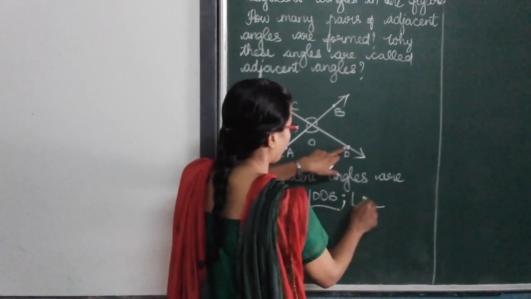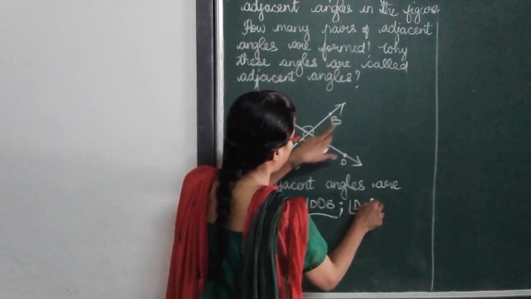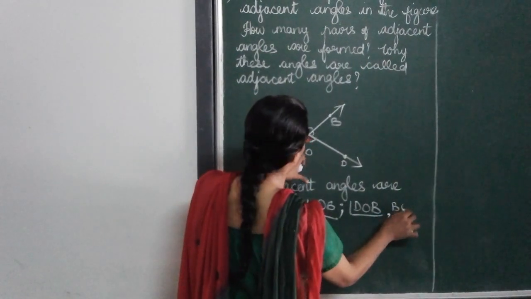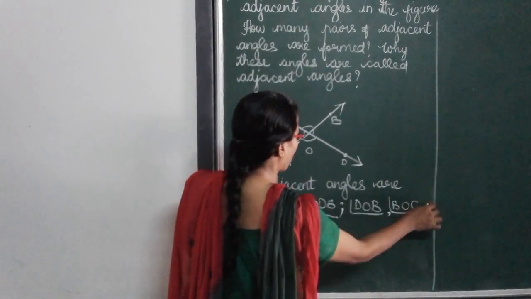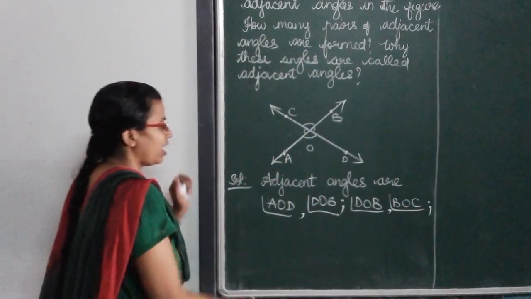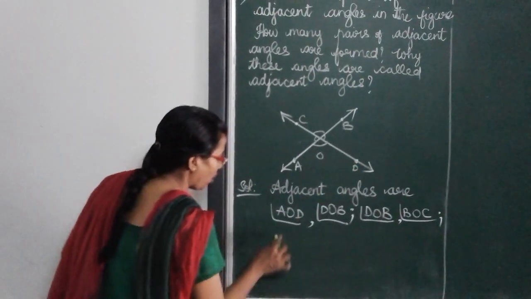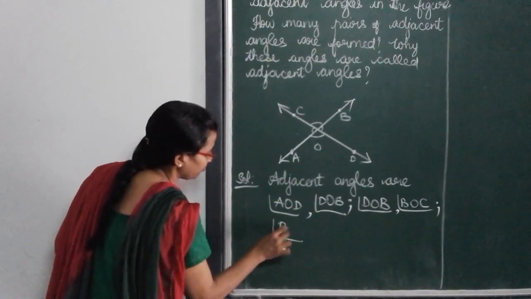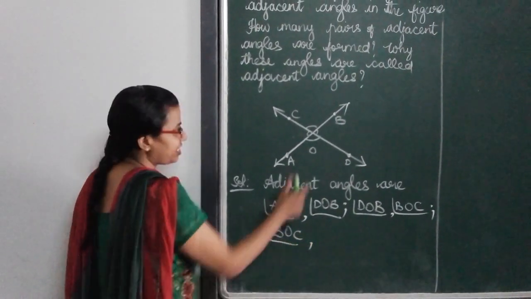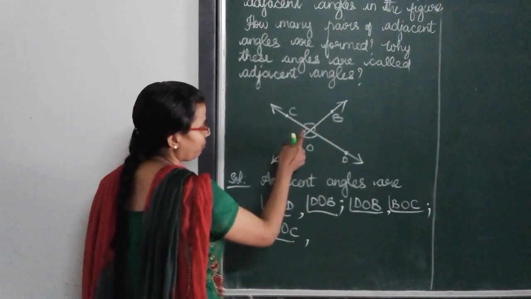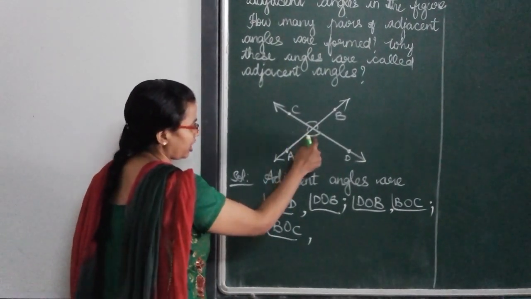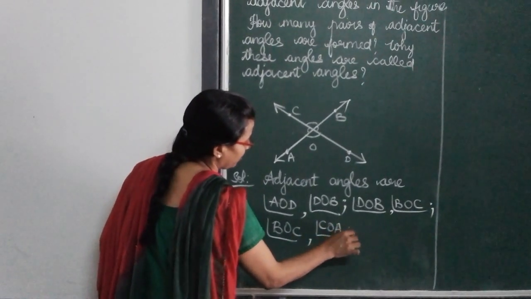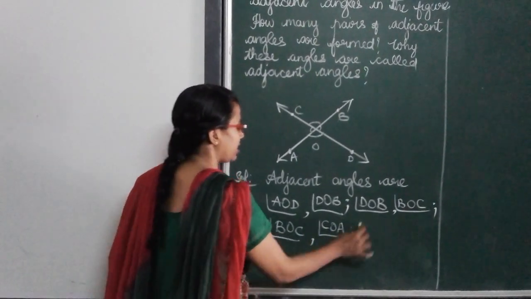Now continue from this. DOB. Beside that you have BOC. Angle BOC. This is the second pair of adjacent angles. Now do the next one. BOC. Which one is adjacent to BOC? This angle. Adjacent of that is this one, COA. Third pair of adjacent angles. Now next.